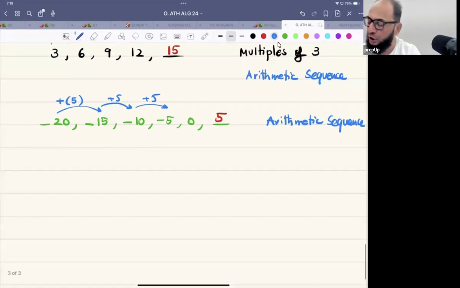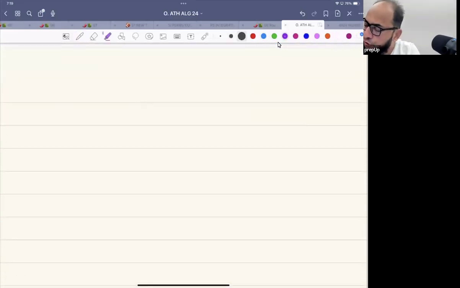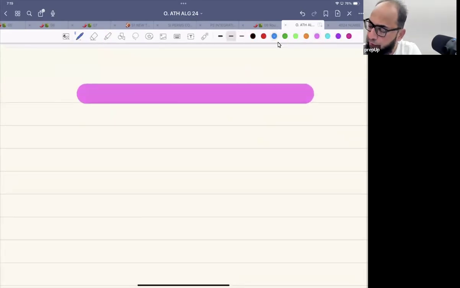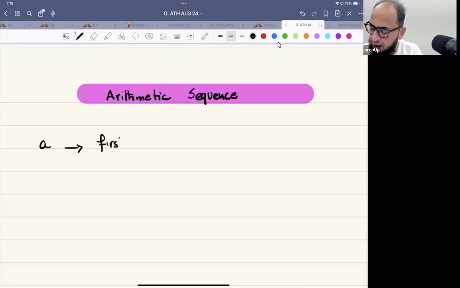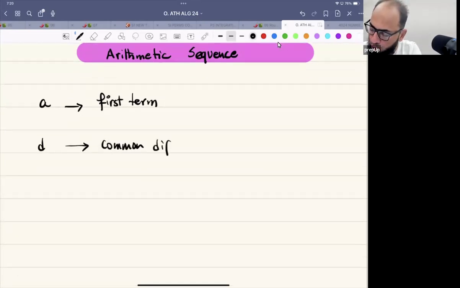Now since we are so much involved with arithmetic sequence, I think it's a good idea to get started with the concept of arithmetic sequence. So arithmetic sequence or number pattern. Let me give it a symbol A, that is for the first term. And let me write D, that is the common difference. So there is a first term and then there is a common difference.